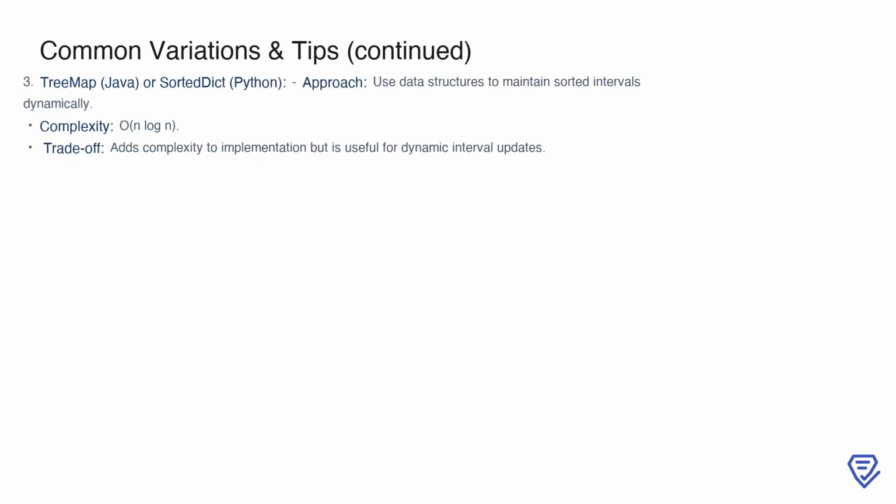Another advanced approach involves using data structures like TreeMap in Java or SortedDict in Python. These structures allow you to maintain sorted intervals dynamically. The complexity remains O(n log n), similar to the sorting-based method, but the trade-off is added implementation complexity. These dynamic data structures are particularly valuable in scenarios where intervals are updated frequently, such as when intervals are inserted or removed in real time. While they may not be the best choice for the core merge intervals problem, they're worth understanding for more dynamic or complex variations of interval-related challenges.